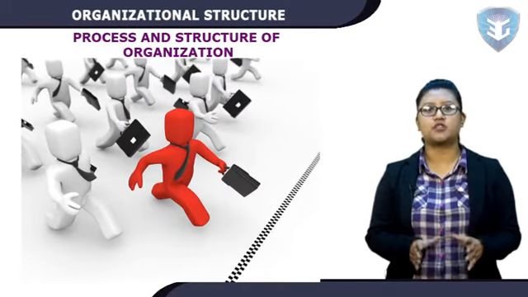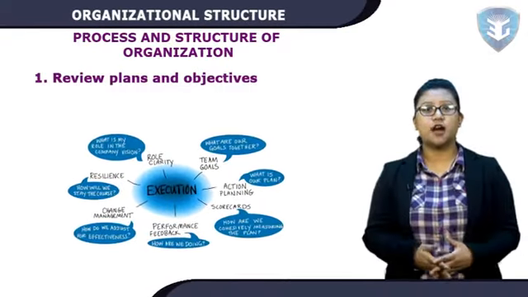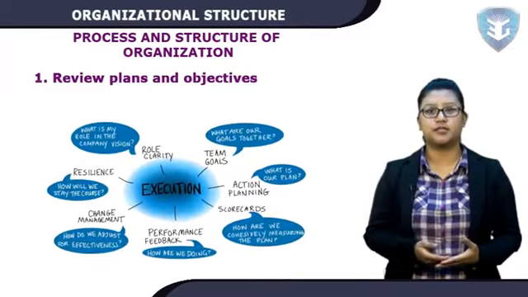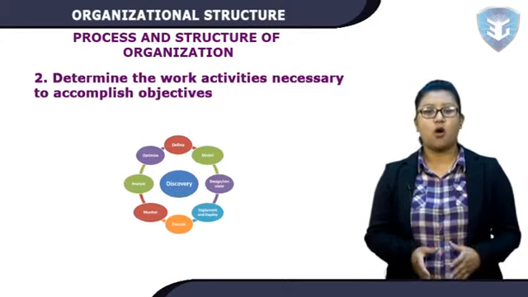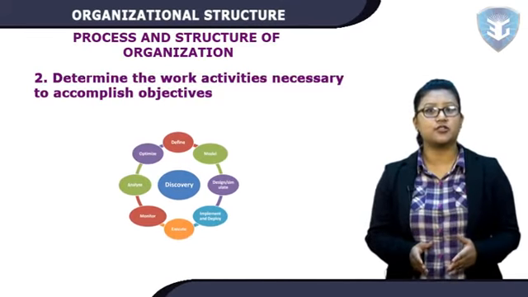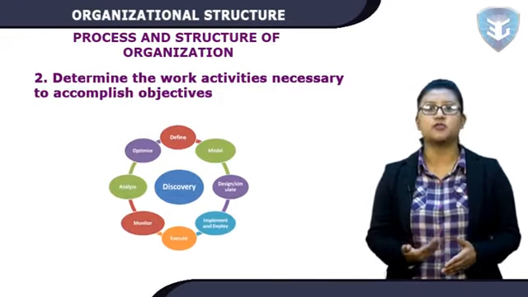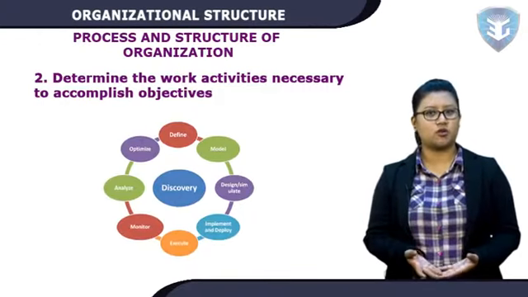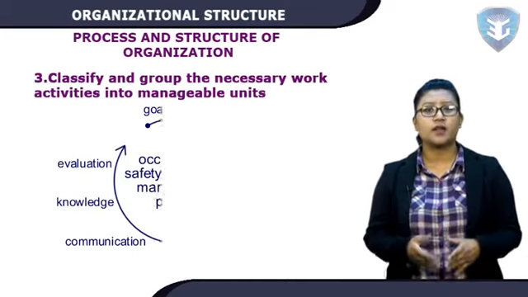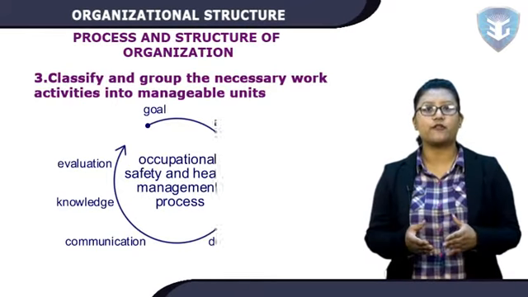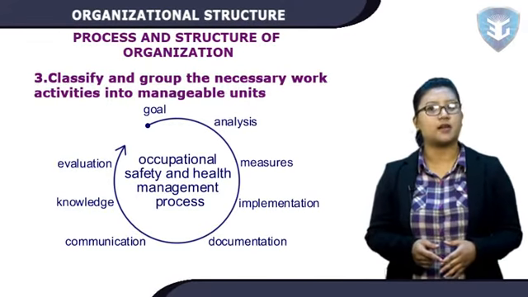In general, the organizational process consists of three steps. Review plans and objectives. Objectives are the specific activities that must be completed to achieve goals. Determine the work activities necessary to accomplish objectives. Although this task may seem overwhelming to some managers, it does not need to be. Managers simply list and analyze all the tasks that need to be accomplished in order to reach organizational goals. Classify and group the necessary work activities into manageable units. A manager can group activities based on four models of departmentalization: functional, geographical, product, and customer.